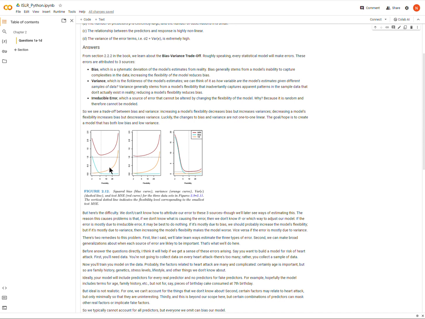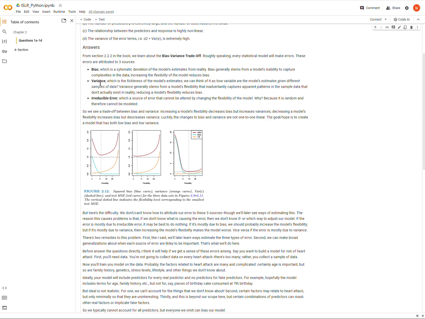We see that here in this figure. Bias is these blue lines. As I go along the x-axis, increasing flexibility, making the model more complicated or able to handle more complication, we see that the error due to bias goes down.